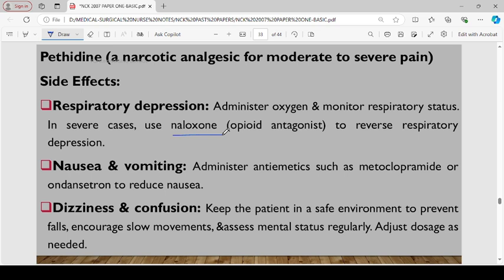Another side effect is nausea and vomiting. So what do you do here? You administer antiemetic agents such as metoclopramide, Plasil, or ondansetron just to reduce the nausea. Dizziness and confusion, you have to keep the patient in a safe environment to prevent falls. Also encourage slow movements, assess mental status regularly, and adjust dose accordingly.